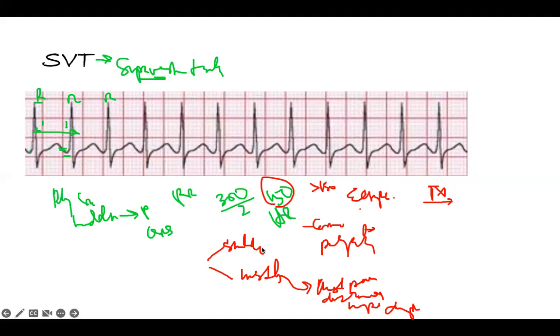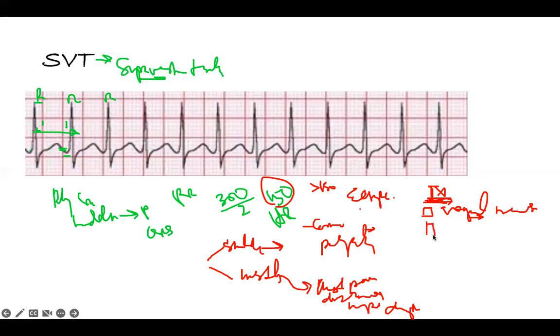But if they are stable, you have time to do your job. You have time to do something about it. So if they are stable, your first treatment is what? Slow them down. So you do a vagal maneuver. This may be a SATA question. What do you do? Vagal maneuver, that means you massage the carotid. Don't do bilateral carotid massage. You kill the patient. So single carotid massage, and that will calm them down.